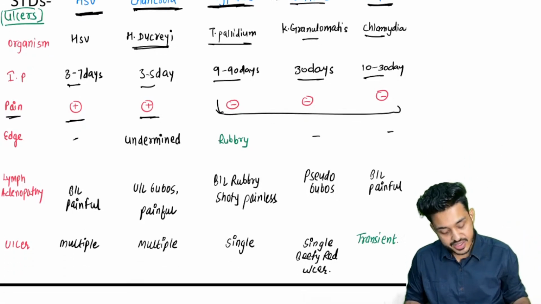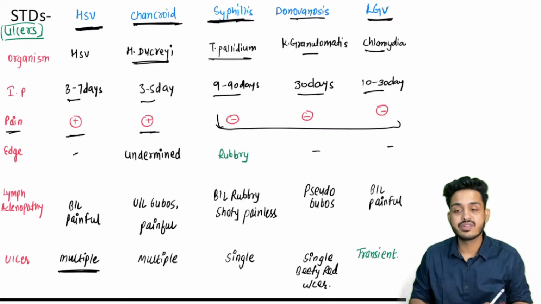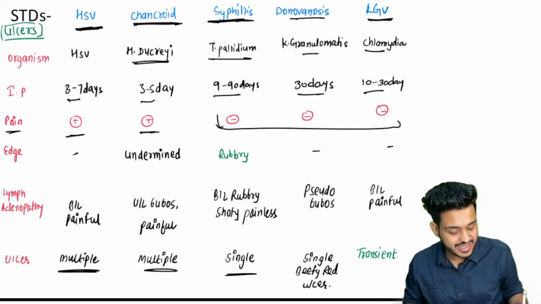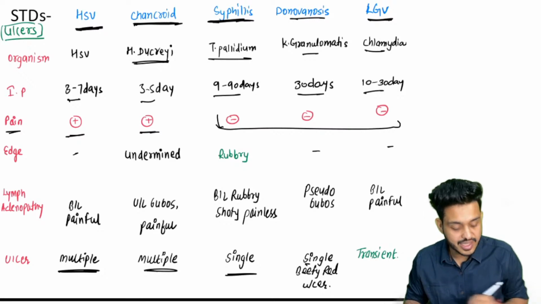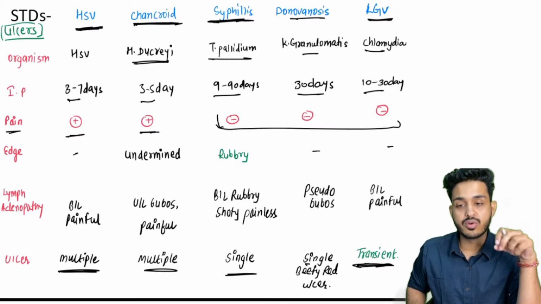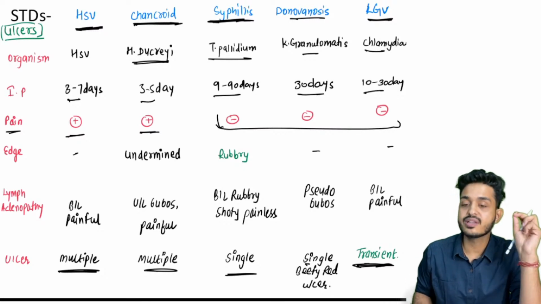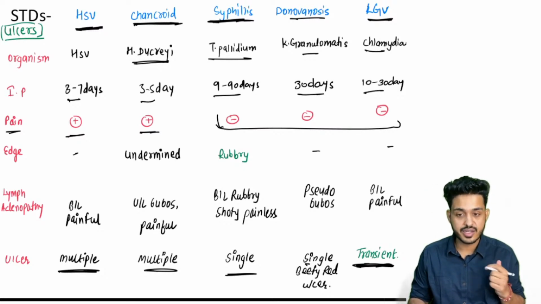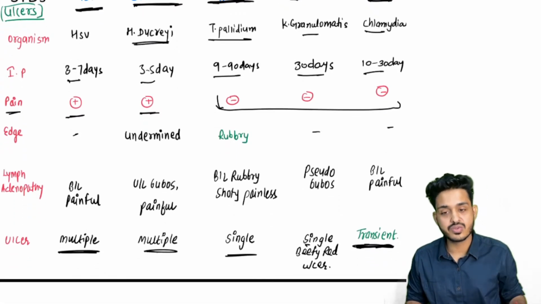Second thing that you need to remember is that in HSV there will be multiple ulcers. In chancroid also there will be multiple ulcers. But a single ulcer will be seen in syphilis, and donovanosis also has a single ulcer. And LGV, remember guys, lymphogranuloma venereum, the ulcer is very transient. By the time the patient comes to the hospital, the ulcer will be gone. So the ulcer is very transient, so you won't find any ulcer. So basically you need to differentiate between these four.